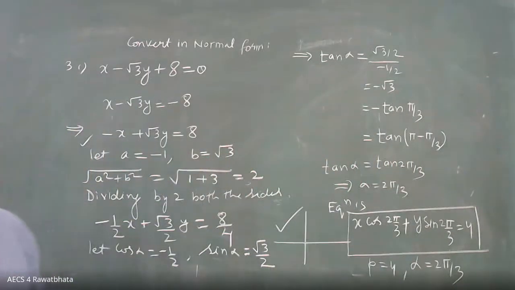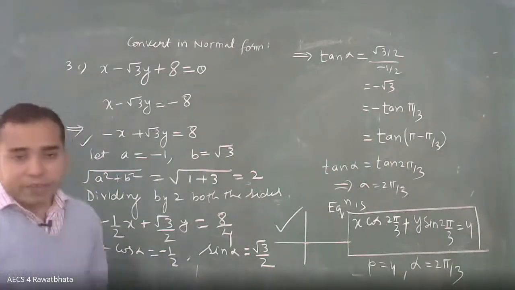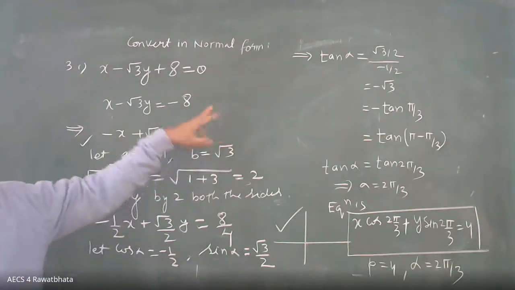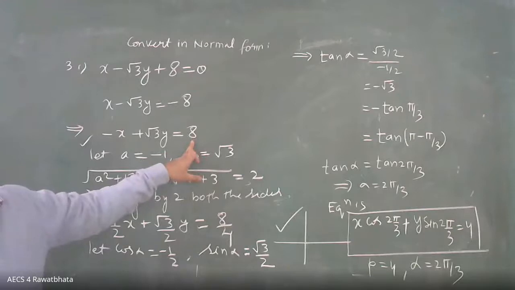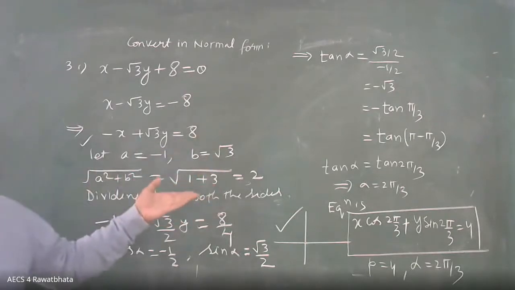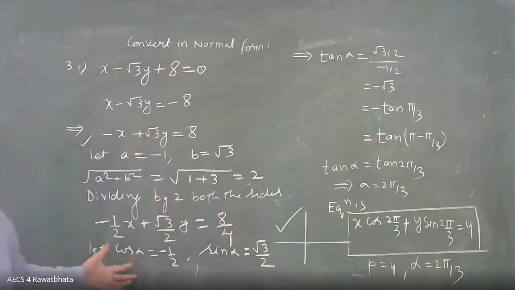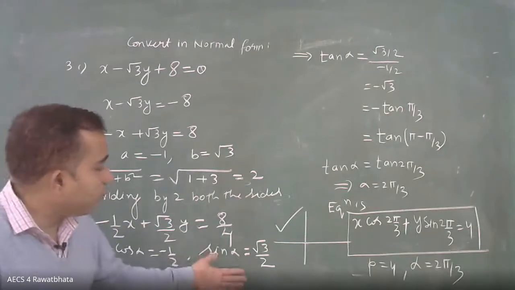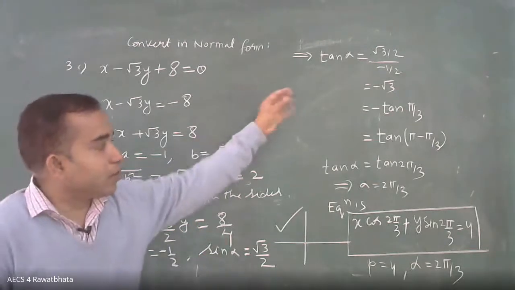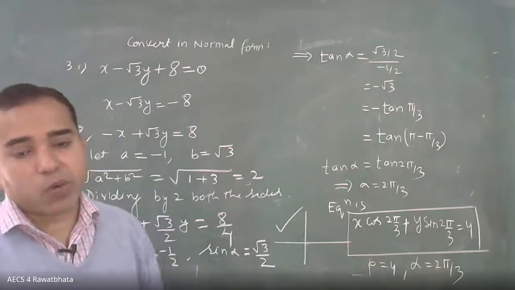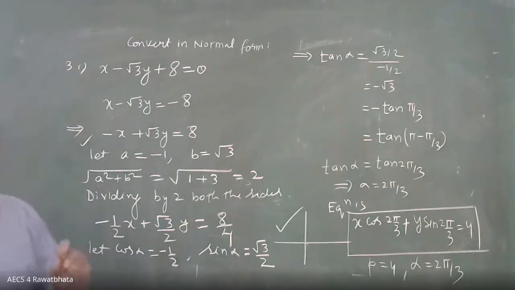So समझ में आए? Step by step work is there. Very first step is to send the constant to the right hand side and to make it positive, because this is going to represent the distance from origin. Second thing, divide by root a square plus b square, where a is minus 1 and b is root 3. Then x multiplier you declare as cos alpha, y multiplier you declare as sin alpha. Divide, get tan alpha, get alpha, and get the normal form, x cos alpha plus y sin alpha equal to p. So this was the first part.